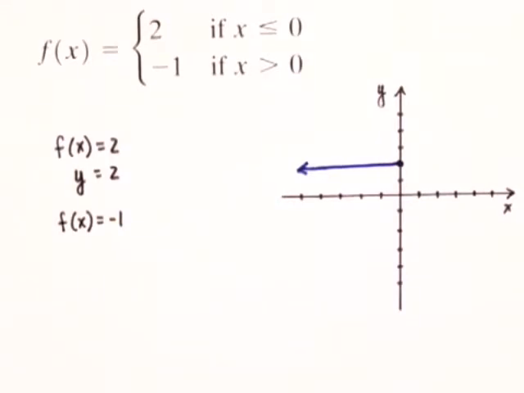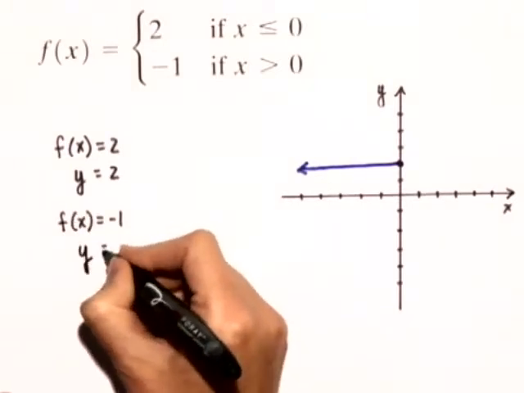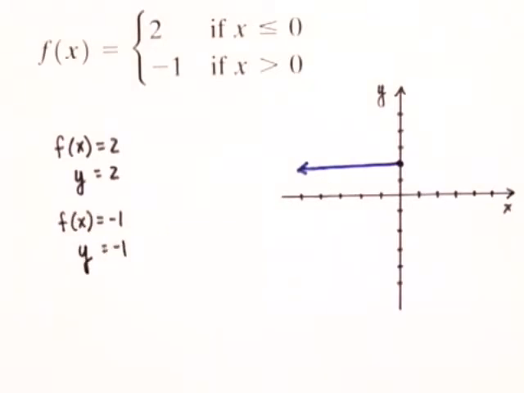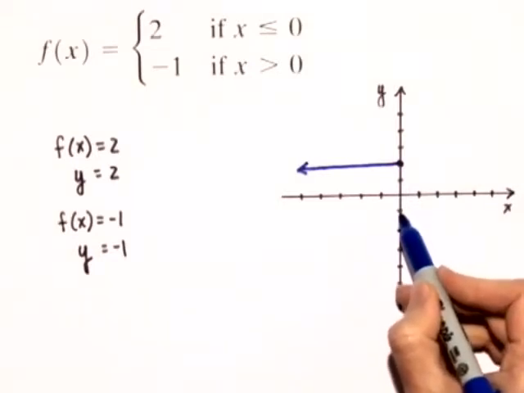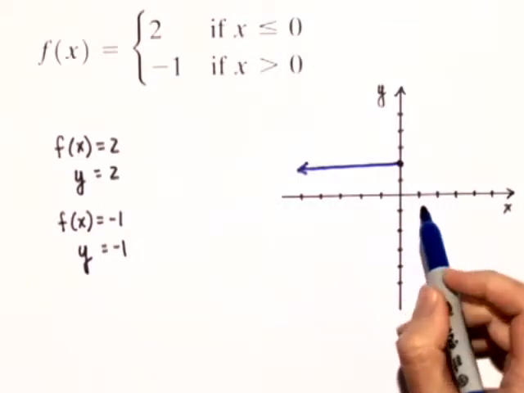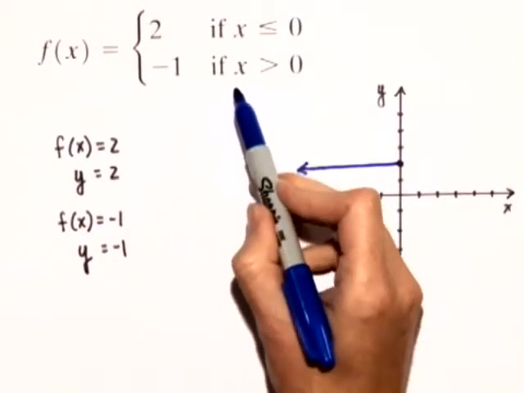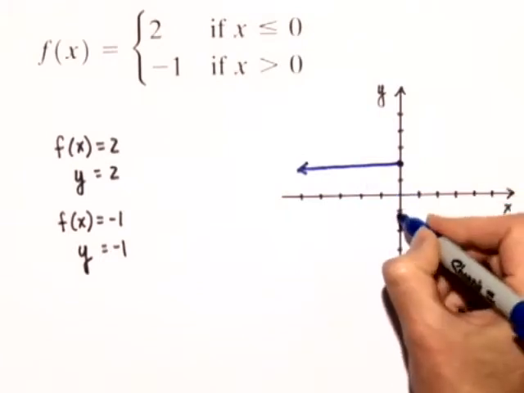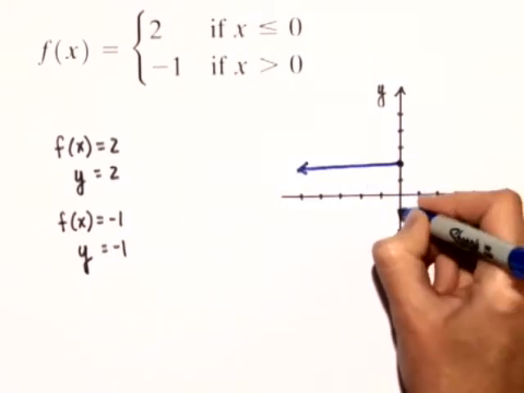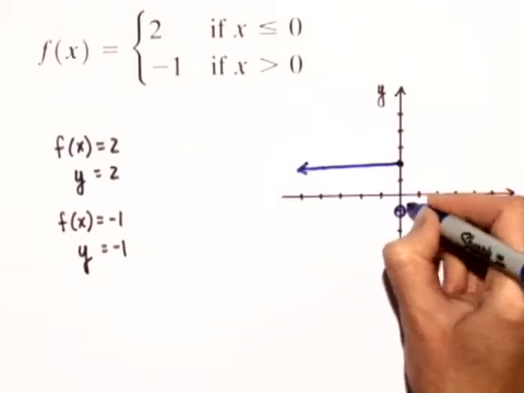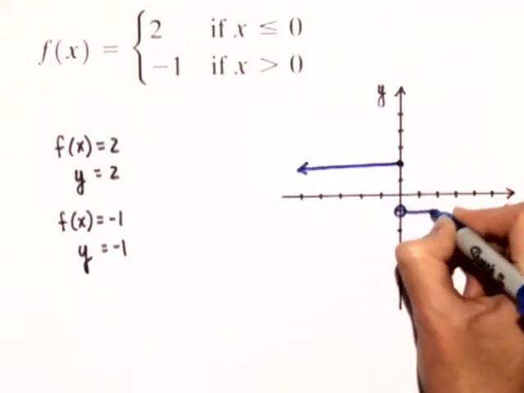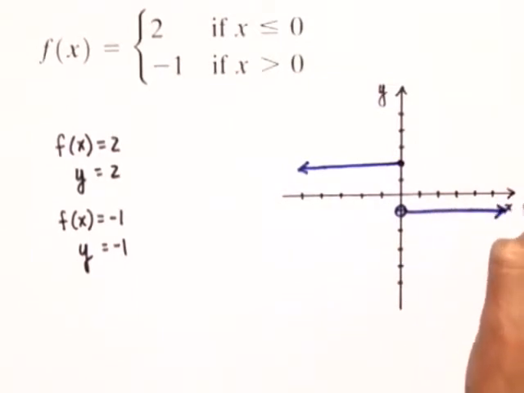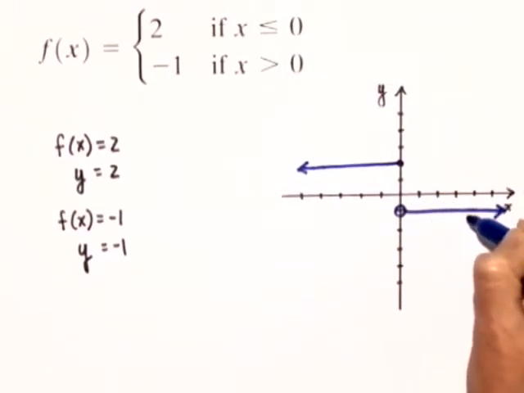So f of x is equal to negative 1 really means that y is equal to negative 1. So another horizontal line, in this case passing through the y-axis at negative 1. But we have to be careful here. This specifically says for x values greater than 0. So we don't want to actually let x equal 0, but instead we want to draw an open circle here on the y-axis for the x value of 0, and we want to draw our line to the right. This is the line y equals negative 1 whenever x is greater than 0.